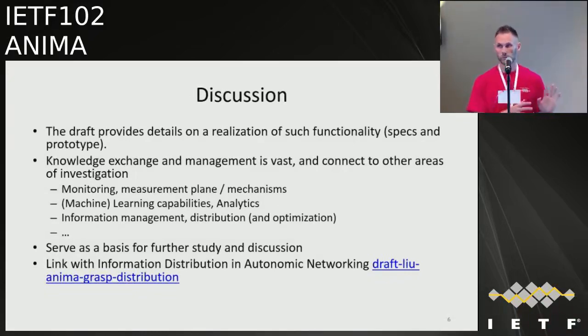So what we have in the draft would serve as the basis for the discussion about whether it is useful, whether it is needed, and what needs to be specified by this group in terms of interfaces and behavior of the different entities that take part in this knowledge exchange, not only the autonomic functions, but also the common services. I think that's all. Okay, thank you very much.